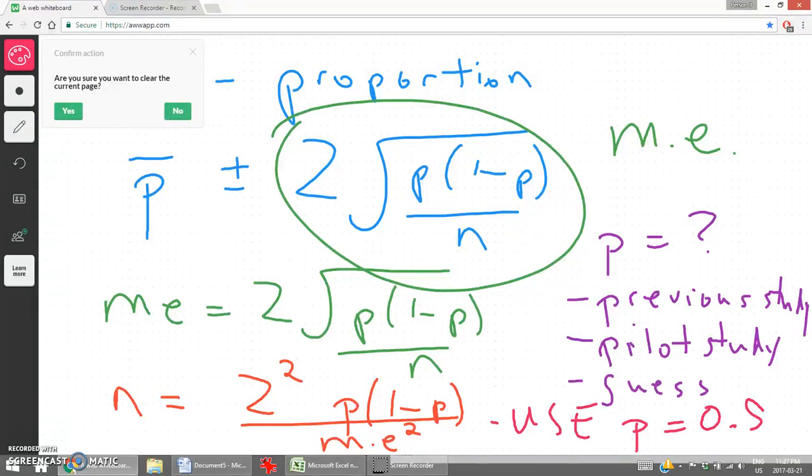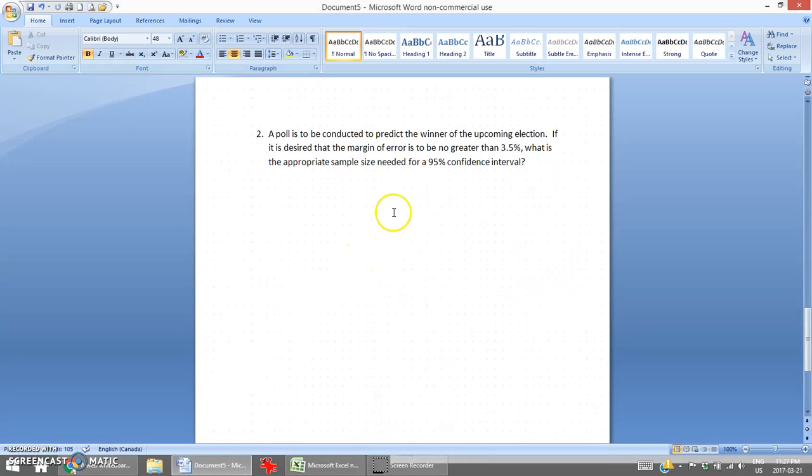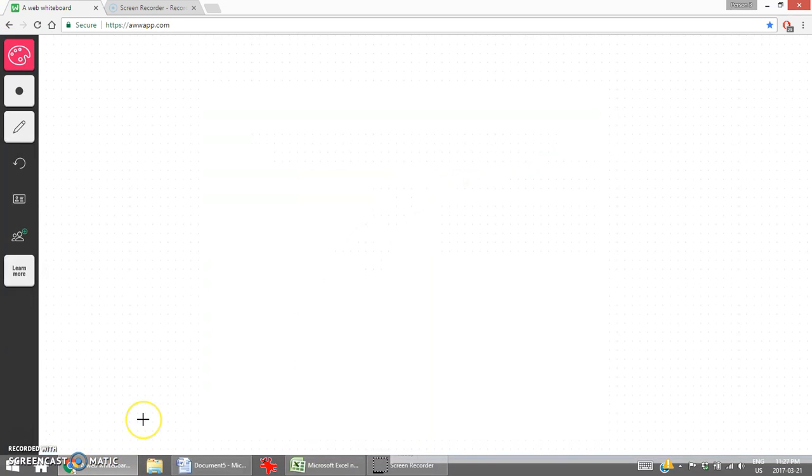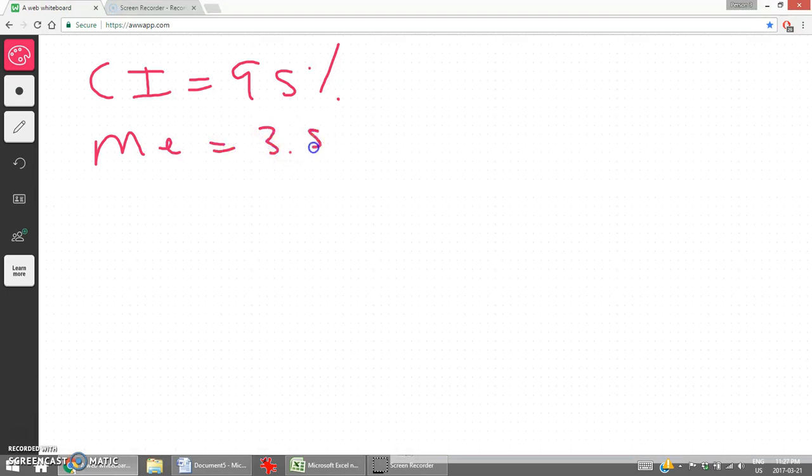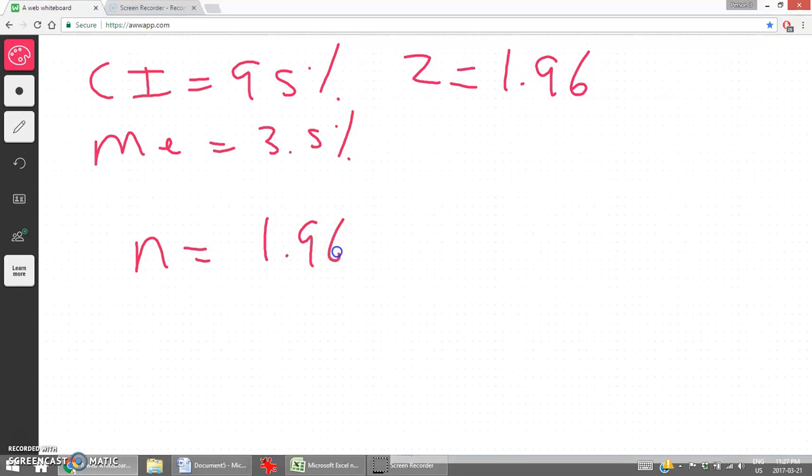Let's erase this. Let's go back to our question. Basically, we're given two numbers: the margin of error and the confidence interval. So we know that the confidence interval is 95%. Margin of error is 3.5%. If the confidence interval is 95%, we know that Z equals 1.96. So our appropriate sample size is going to be 1.96 squared divided by our margin of error as a decimal form, 0.035 squared. But nothing in the question tells us what value of p to use.